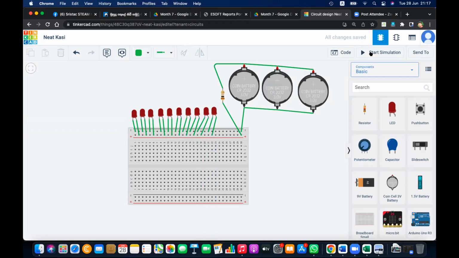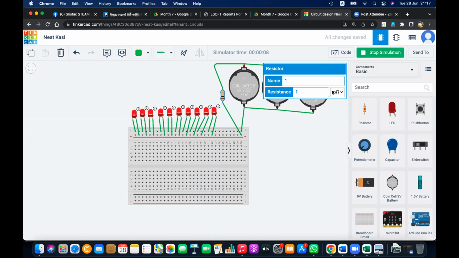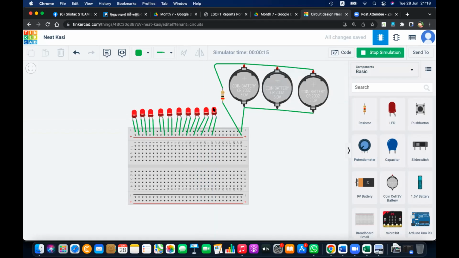Okay, let's play the simulation and you can see. It is heavier, more than the required 26.2. So let's reduce it to 1 ohm. It's not enough. 2 ohm is enough. So let's put 2 ohm. That is really enough. 2 ohm will control the amperage because you have 10. But if you have another 10 bulbs, maybe 1 ohm even.